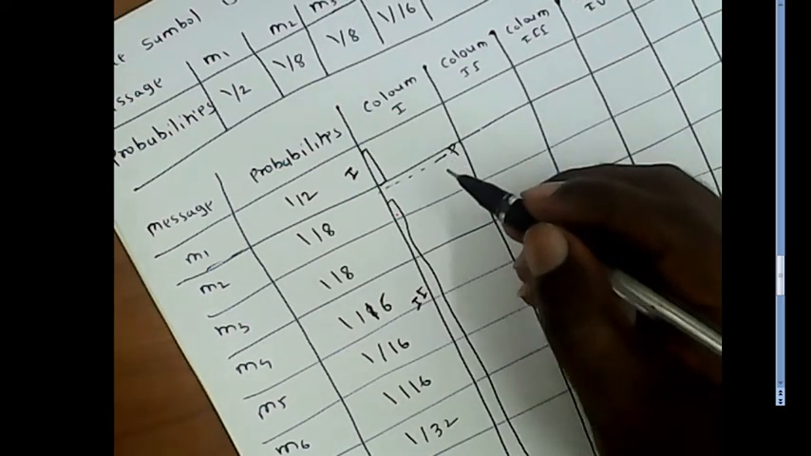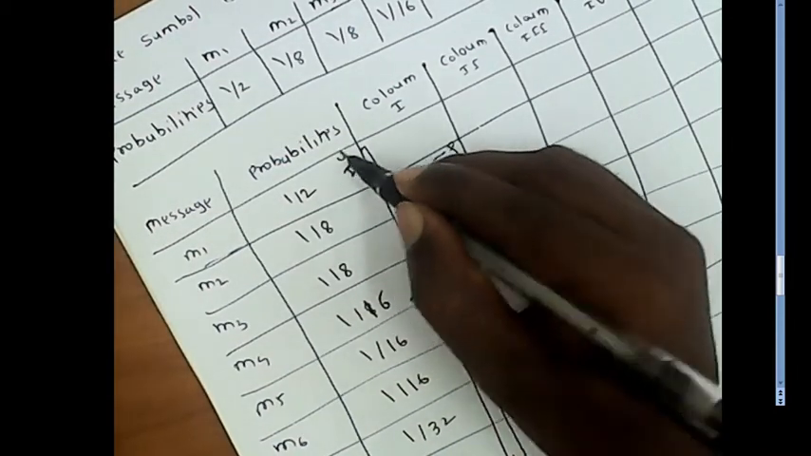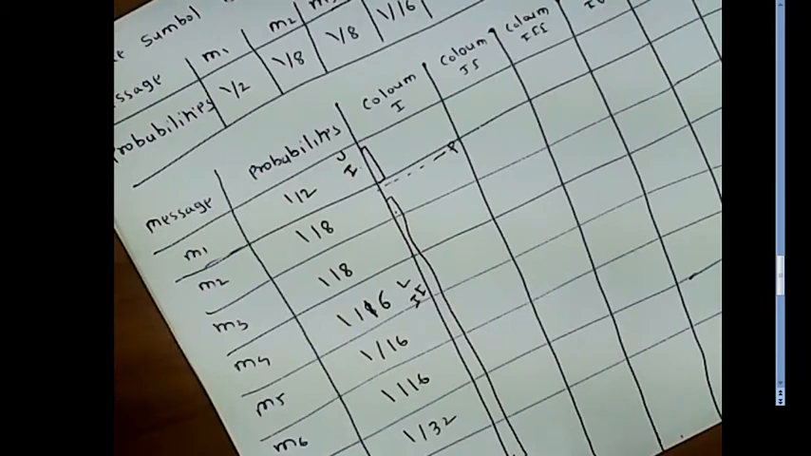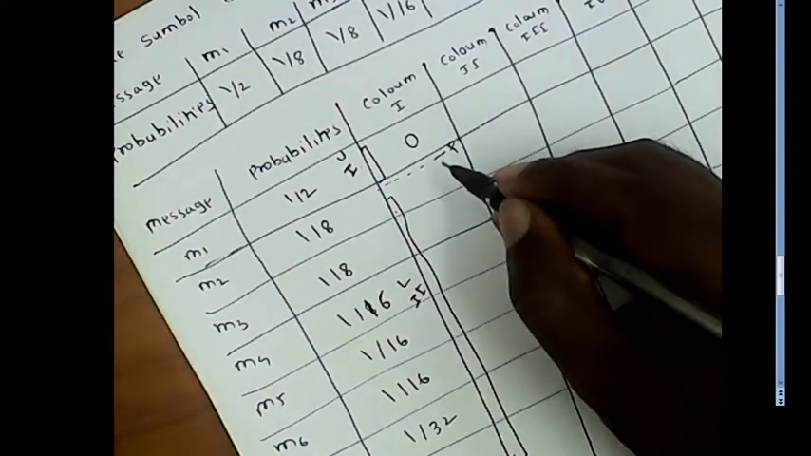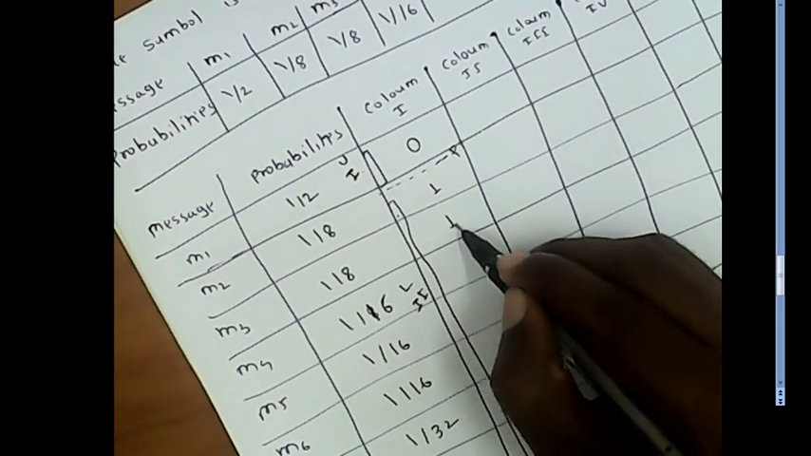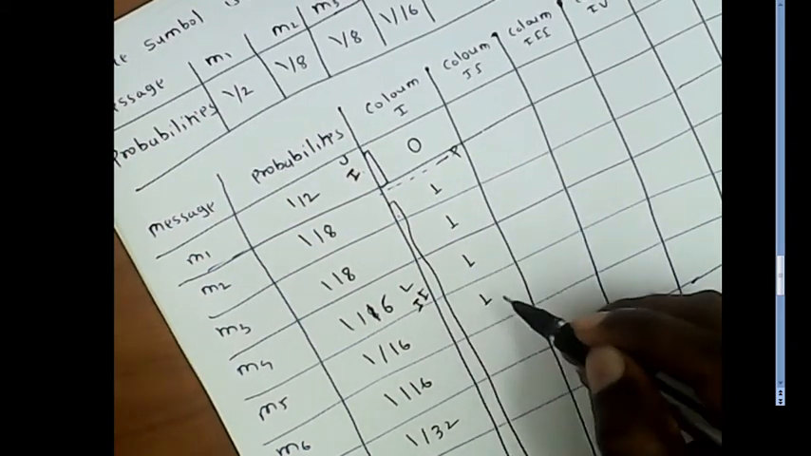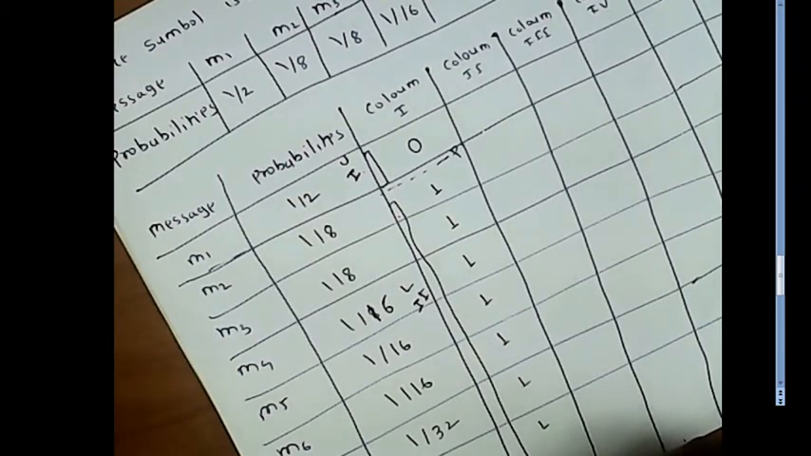Third step, assign 0 to each message in the upper set and 1 to each message in the lower set. So this is the upper set and this is the lower set. We assign code 0 to each symbol in the upper set and code 1 to each symbol in the lower set.